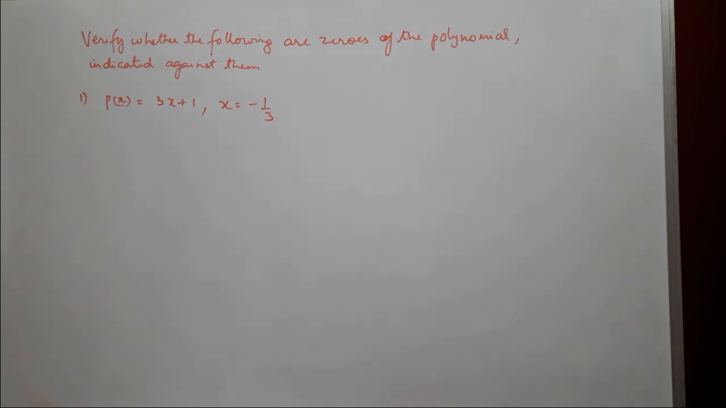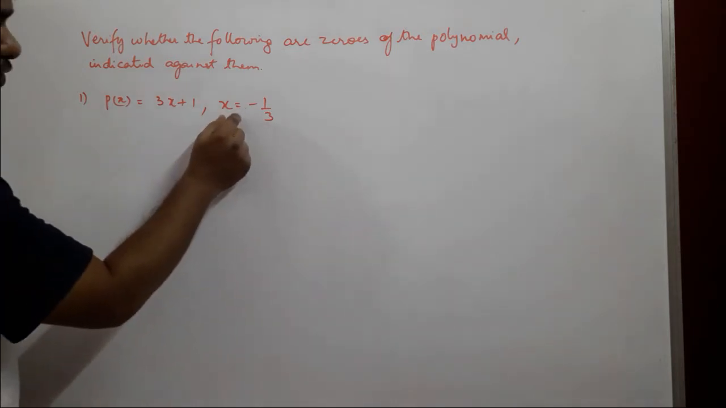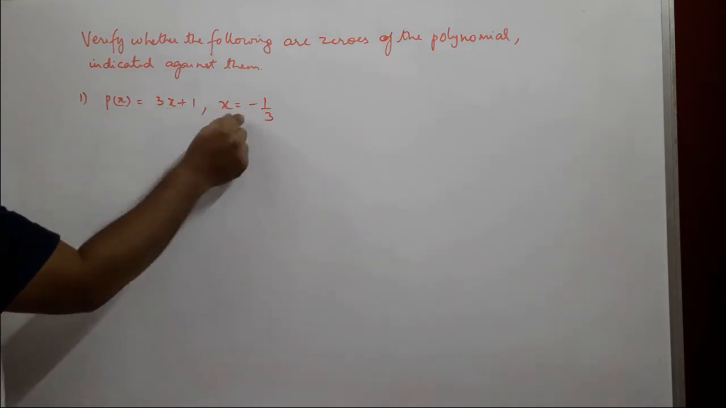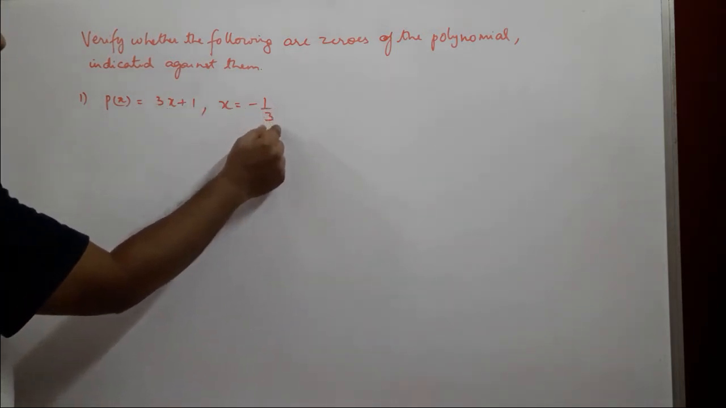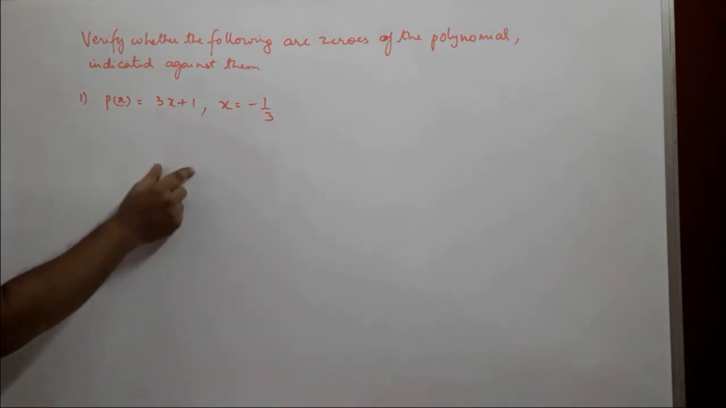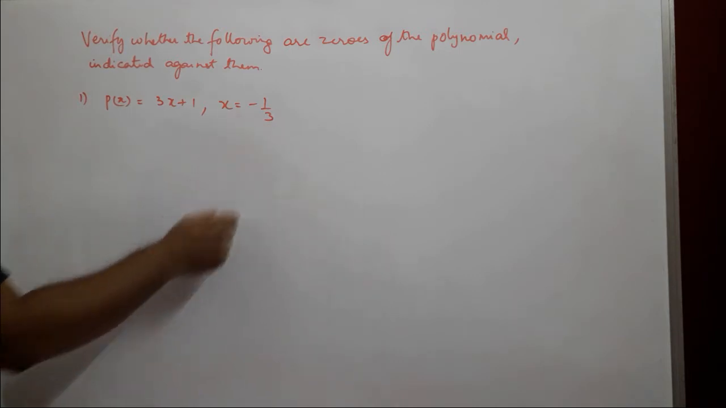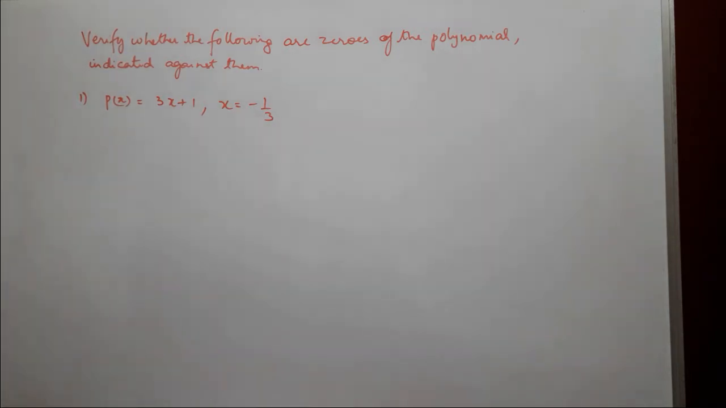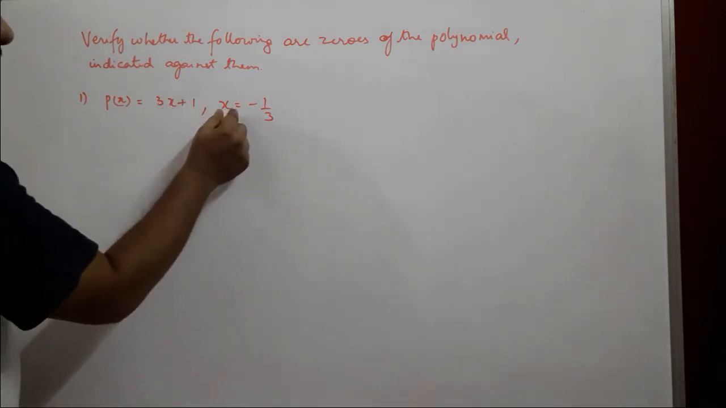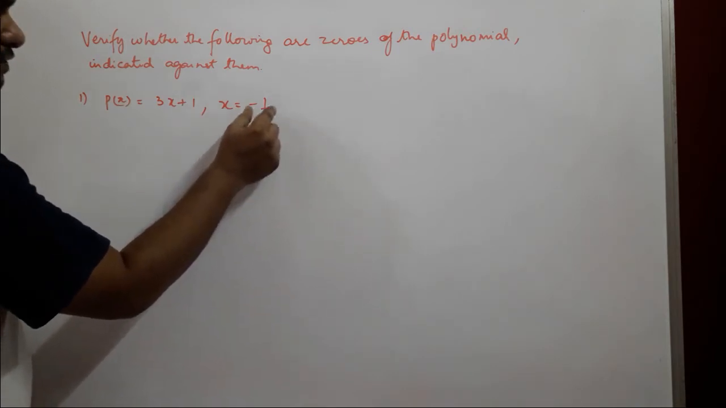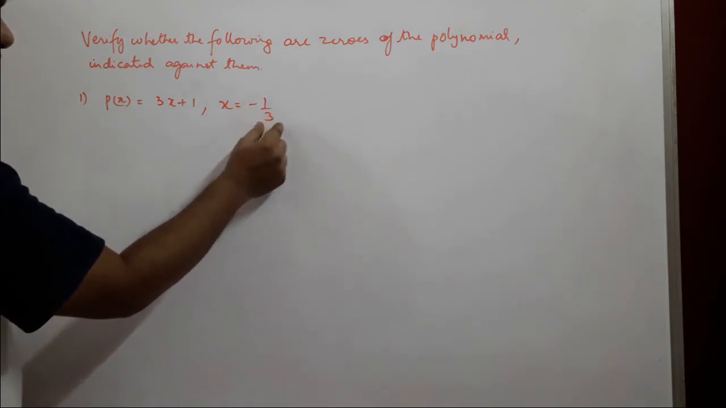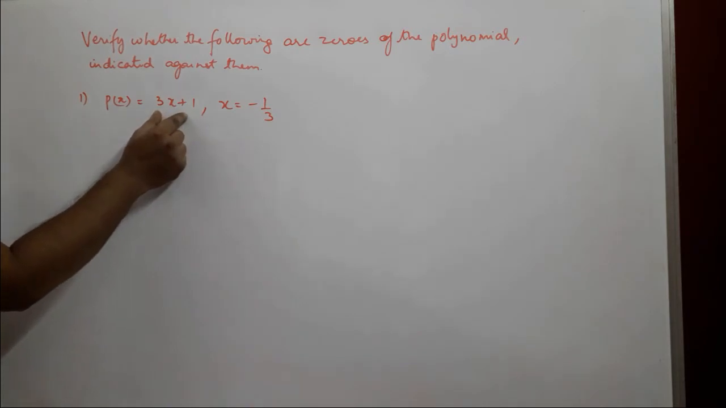this particular polynomial. What it means is when we substitute the value of x equal to minus 1 upon 3, this polynomial should become 0. If it becomes 0, then we say these are the zeros of the polynomial. Sometimes we even call them roots of the polynomial. So we need to substitute x equal to minus 1 upon 3 into this particular polynomial and check whether this polynomial becomes equal to 0.